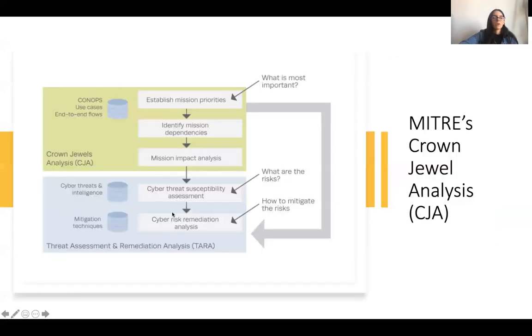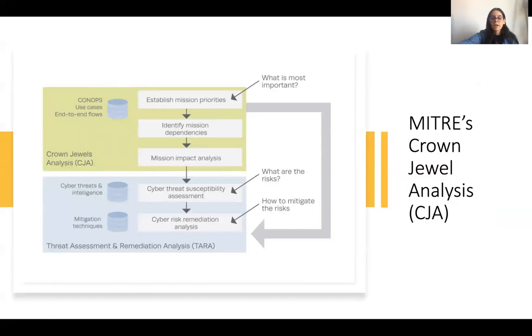So an example of how an organization can work to identify their crown jewels is something like MITRE's Crown Jewels Analysis. I'm not saying this is the be-all and end-all, but for me, this is definitely something I looked at as a first step for an organization that is unsure of their crown jewels or definitely needs a revamping.